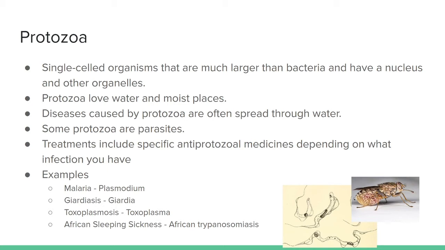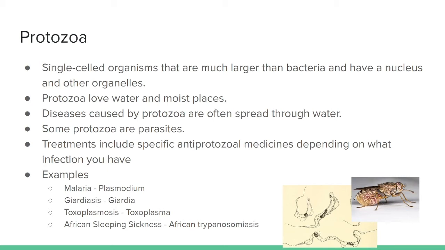Some examples of protozoa: malaria is the disease, and it's caused by Plasmodium. Typically, these are transferred around by something known as a vector. In the case of malaria, the vectors are mosquitoes, and the mosquitoes carry the plasmodia. Then you have giardiasis, and it's caused by Giardia.